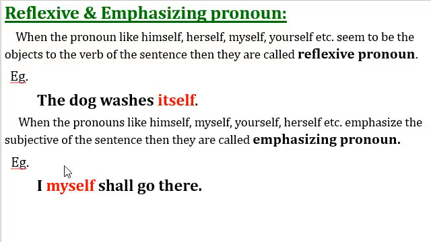So myself is emphasizing the particular pronoun I, just like "I myself shall go there." If we are not using myself, we can say "I shall go there." But if we are using myself, then it is more emphatic: "I myself shall go there." So in order to emphasize a particular subject, the pronouns which we use here are considered emphasizing pronouns.